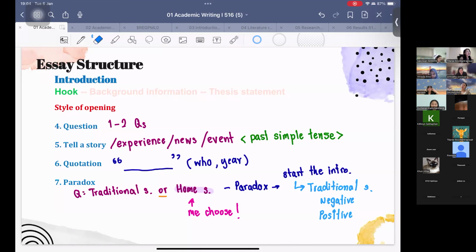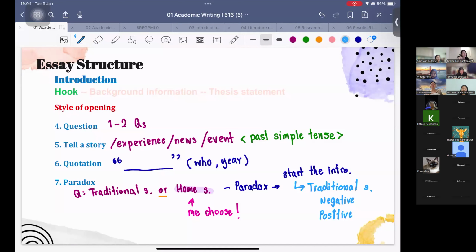I think it would be suitable for a question where you need to choose something. And the paradox is that you start with the option that you're not choosing. You can start with the negative thing or positive things, either one. And you say that even with that, my choice is better. So that's why we call it paradox.